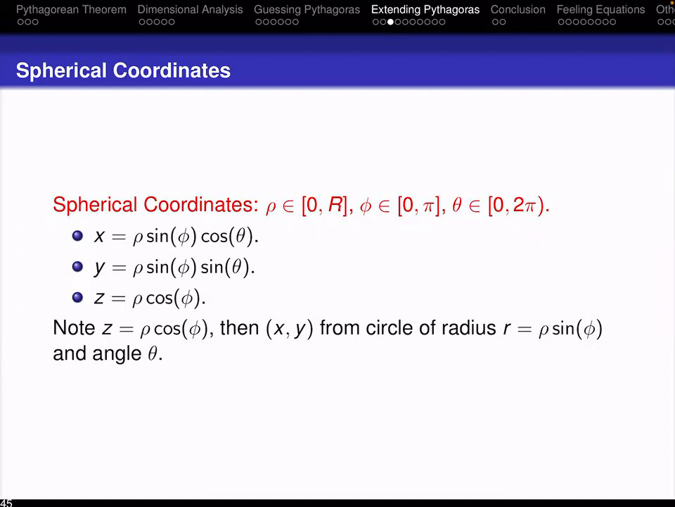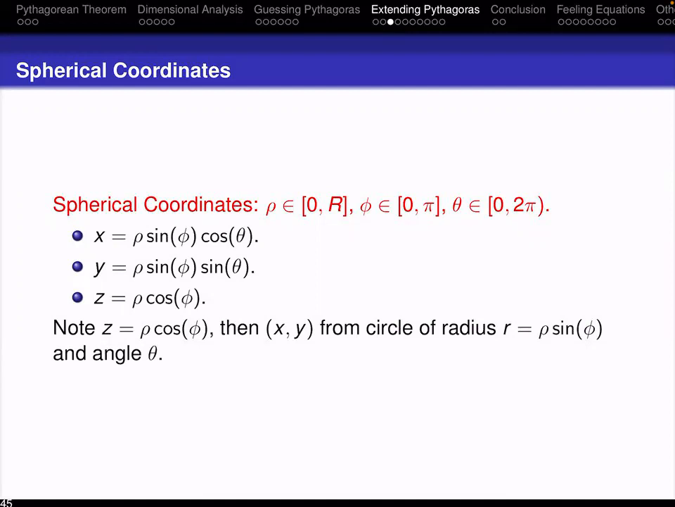I have a point in 3-space. I need 3 coordinates to represent it, x, y, and z. I can also represent it as a distance from the origin. And then that's going to be how far I come down from the z-axis, and then how far I spin around parallel to the xy plane.